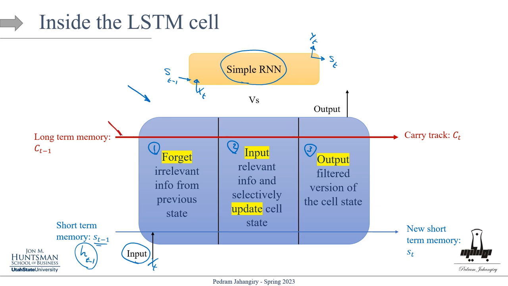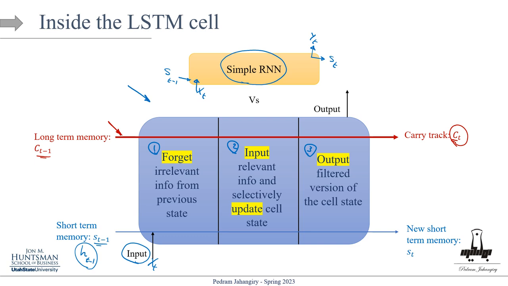So this red line is our conveyor belt that we were talking about in the previous slide. We call it the carry track, so C stands for the carry track. And we are passing information untouched from one time step to another, or whenever we want it, right? When I say untouched, it's not completely untouched. We're going to say let's forget some information, then add some useful information to that. So it is less manipulated compared to the regular simple RNN. So these are CT minus one, and we're going to output one CT out of this state.